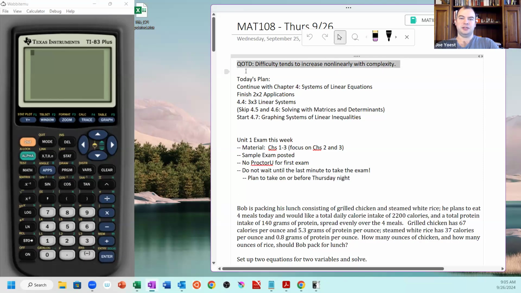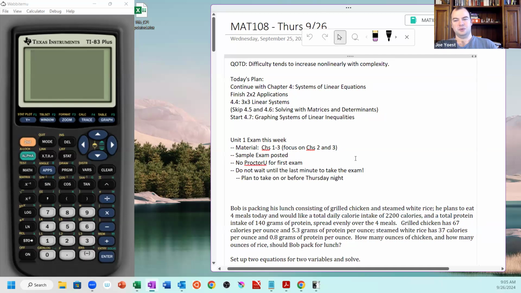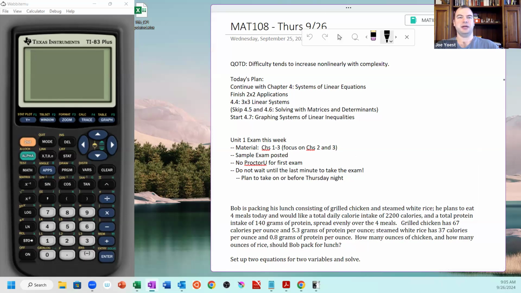And the quote of the day today is that difficulty tends to increase non-linearly with complexity. So, one example of this is, say we have just a linear equation in one variable. Maybe on both sides of the equation, it has some parentheses. There's some simplification we can do on both sides. If we're starting at this level of complexity, we want to decrease the complexity by taking each side individually, multiplying out, simplifying, combining like terms, make it as simple as possible.